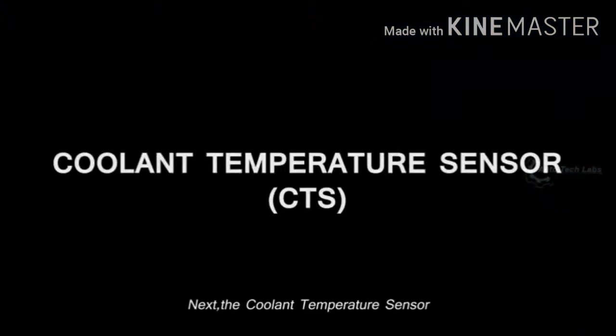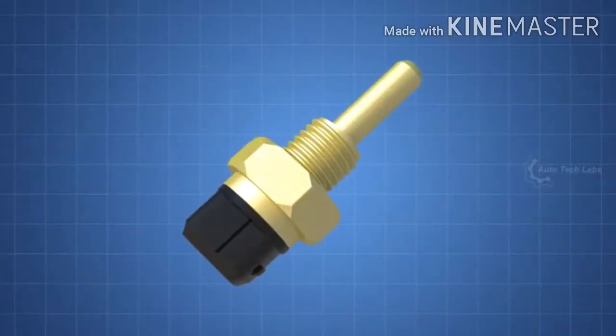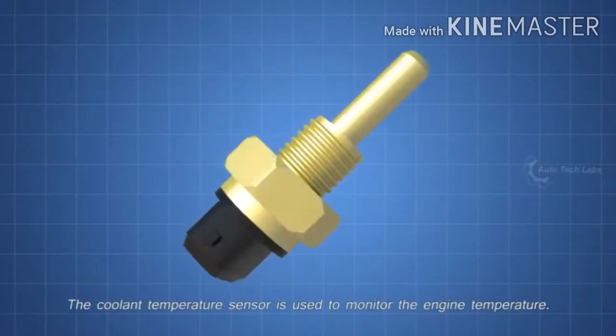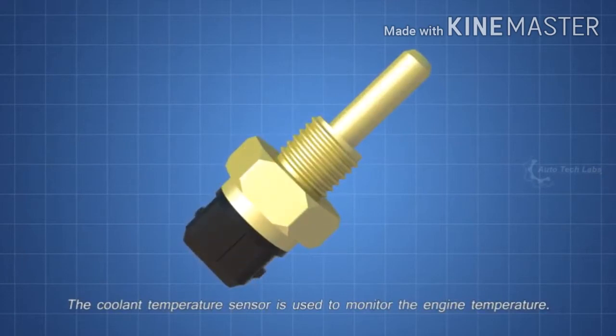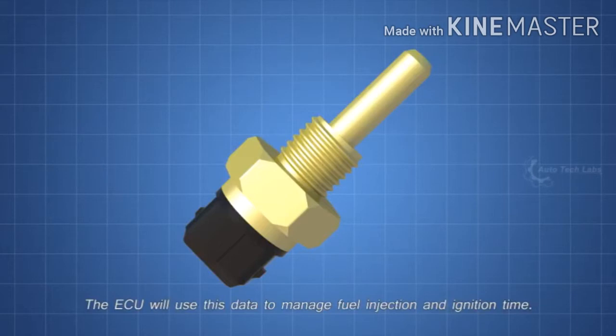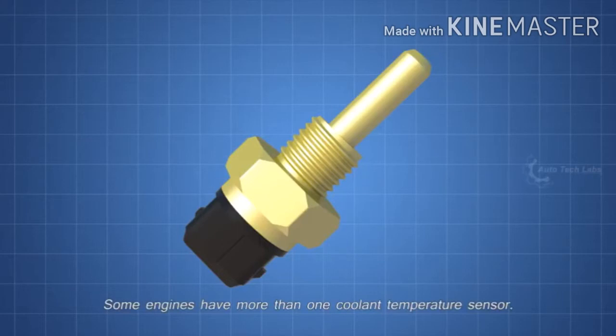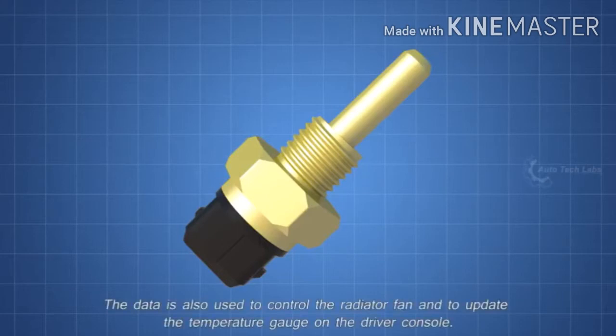Next, the coolant temperature sensor. The coolant temperature sensor is used to monitor the engine temperature. The ECU will use this data to manage fuel injection and ignition timing. Some engines have more than one coolant temperature sensor. The data is also used to control the radiator fan and to update the temperature gauge on the driver console.